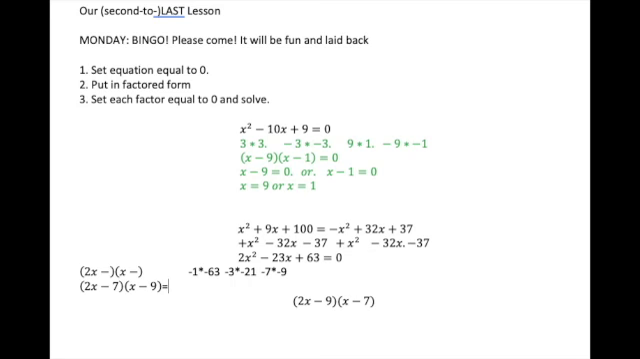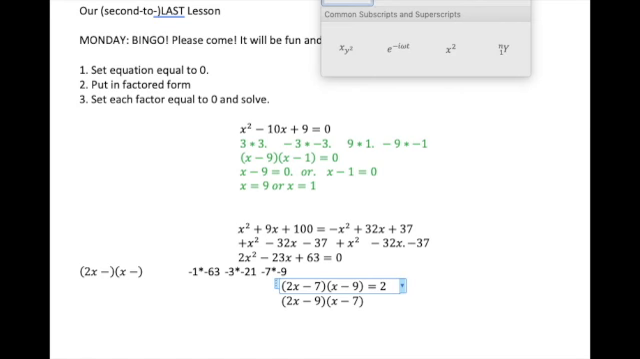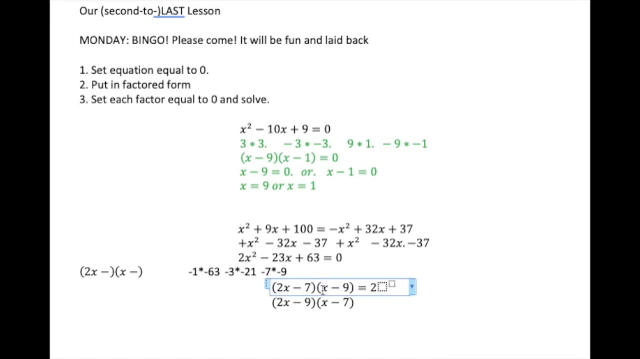So, this is going to equal, let's see, 2x squared. 2x times x is 2x squared. 2x times negative 9 is negative 18x. Negative 7 times x is negative 7x. So that leaves plus 63. Leaves us with negative 25x. Not quite what we're looking for.